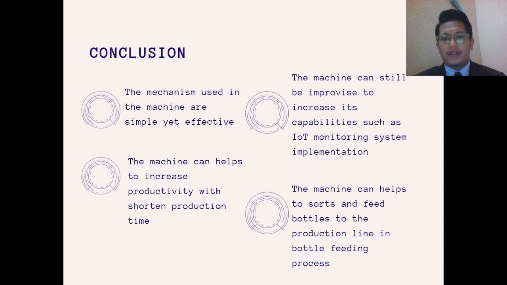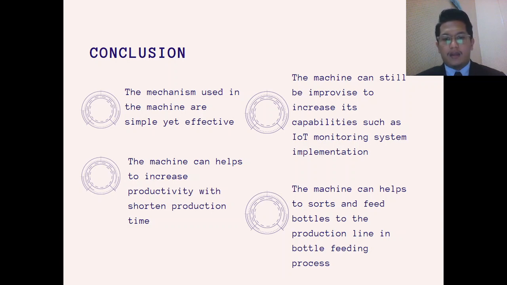And then the machine can still be improved to increase its capabilities, such as by implementing an IoT monitoring system. This means the machine still has a lot of potential to be developed, and this IoT can help to monitor the data from the machine just by using a cloud system.